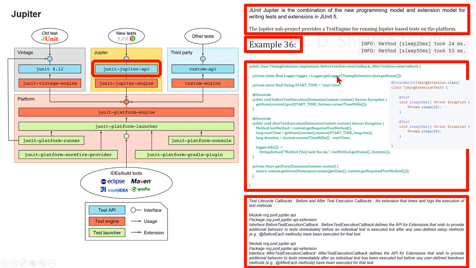The following example shows how to use these callbacks to calculate and log the execution time of a test method. The TimingExtension implements both BeforeTestExecutionCallback and AfterTestExecutionCallback in order to time and log the test execution. Since the TimingExtensionTests class registers the TimingExtension via @ExtendWith, its tests will have this timing applied when they execute. The following is an example of logging produced when the TimingExtensionTests class is run.